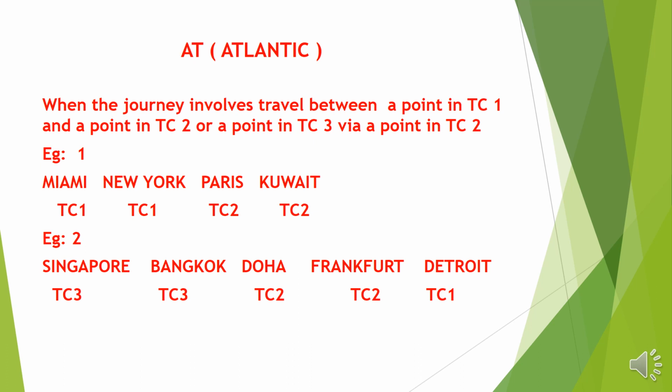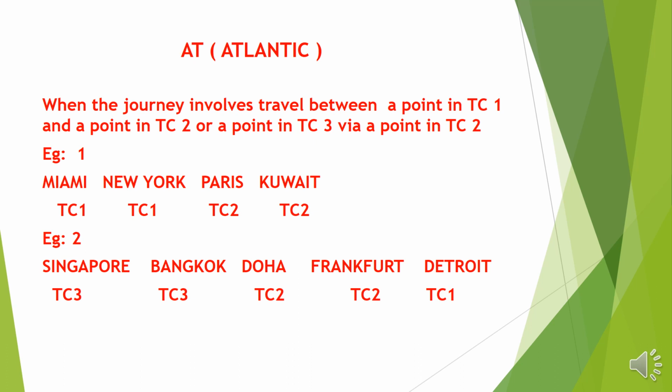So going to example 1, Miami is in TC1, USA. New York is in USA, TC1. Paris is in TC2, Europe. Kuwait is in TC2, Middle East. And Middle East, as we know, it's in TC2. So here the journey is crossing from TC1 to TC2, and from New York to Paris, which is TC1 to 2, the passenger will be flying over the Atlantic Ocean. Hence, the global indicator is called Atlantic.